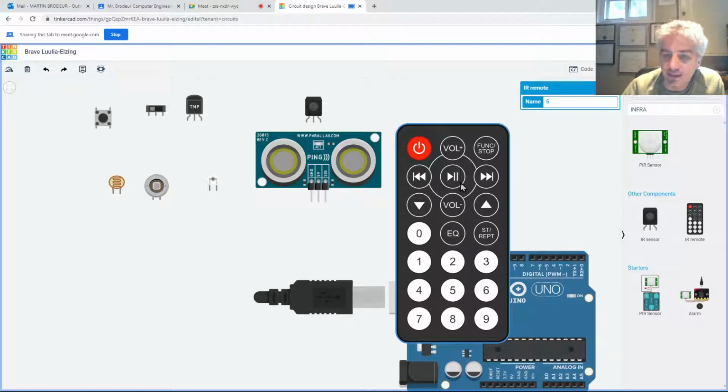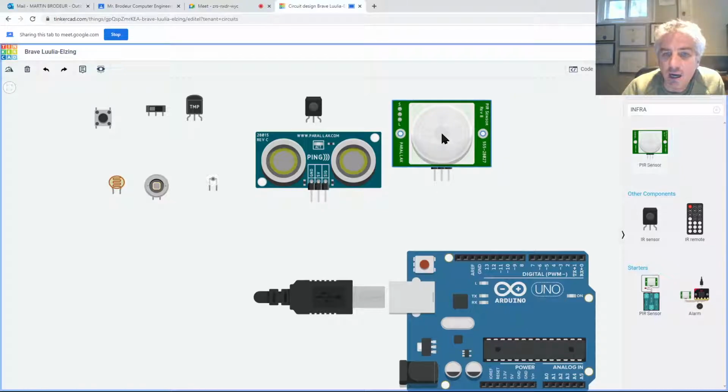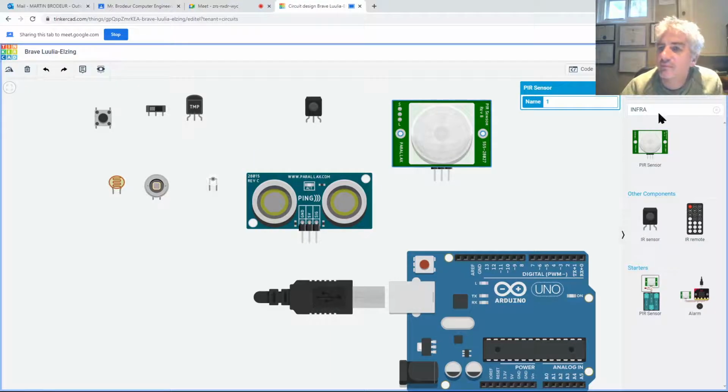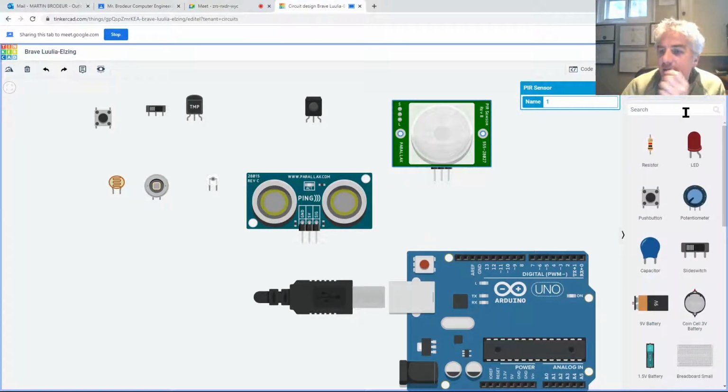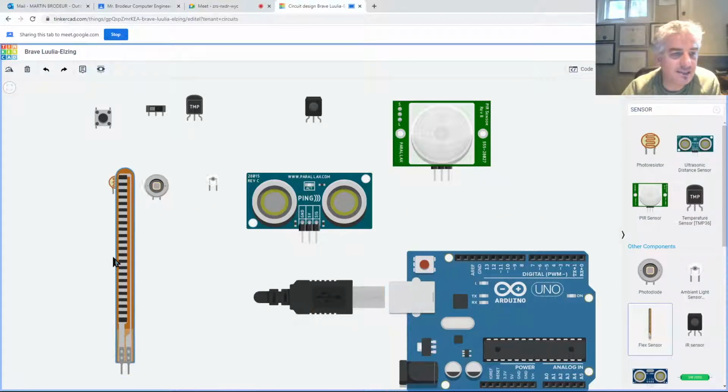I don't need that. So we're missing the PIR. That's an interesting one here. Okay, more? I think it's about that, right? Like, there's not that much more. Oh, there's the bending one. Here. So that's a flex sensor.